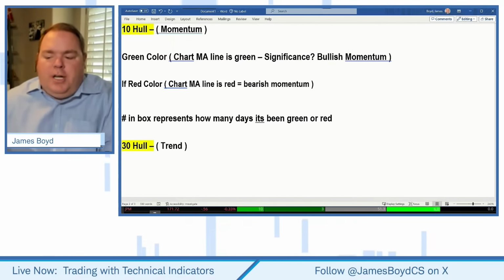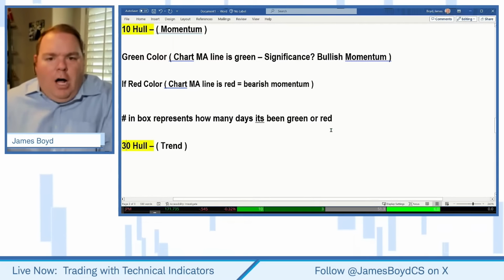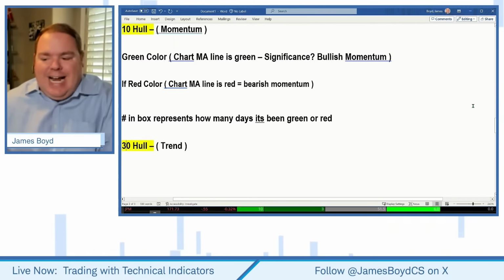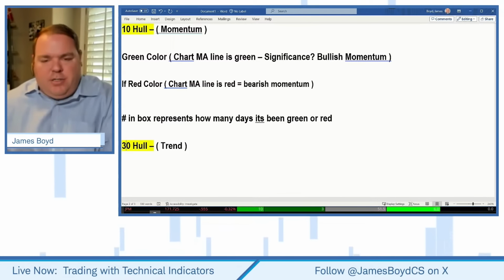The other thing I want you to notice is on the columns, also on my Twitter page, if you are saying, James, I don't really look at daily charts as much, I tend to look at weekly charts.